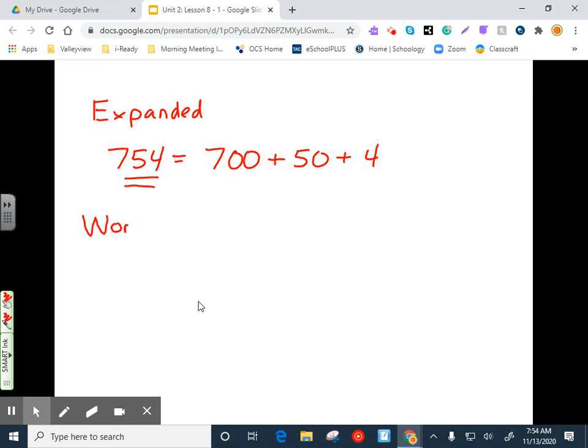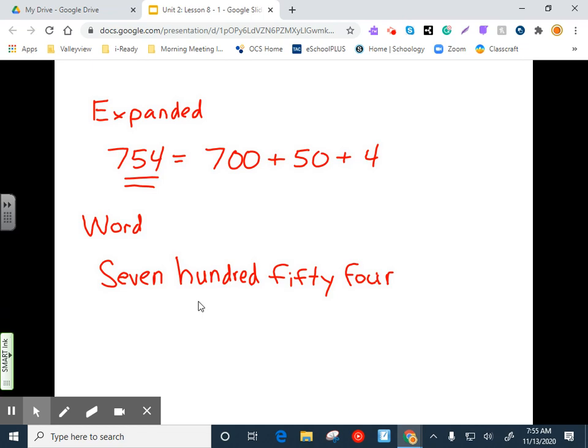In word form, it's 700 54. Now, here's something that even adults do. A lot of people see this number 754 and they'll put the word "and" there. You don't want to be doing that because that's not the proper way to say it. So when you start saying these words out loud, make sure there's no "and" there. So, 754.